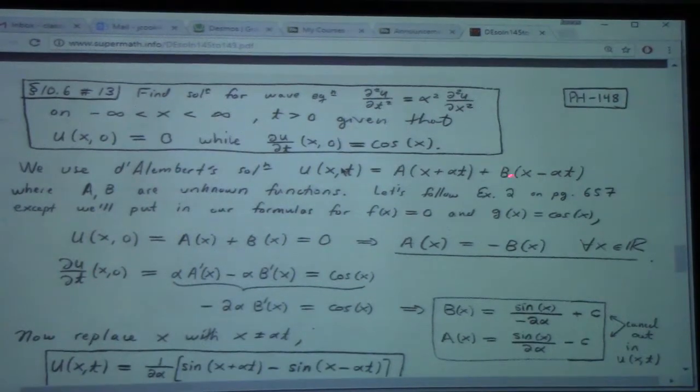Partial u partial t being cosine on this gives me that minus 2 alpha b prime of x is cosine of x. But this is an ODE, which we can solve by integration to get that. Then algebraically, a of x is that. And so that tells me a of x and b of x. Then you go back and replace x with x plus alpha t, or x minus alpha t, according to D'Alembert's solution. And that gives you this solution.